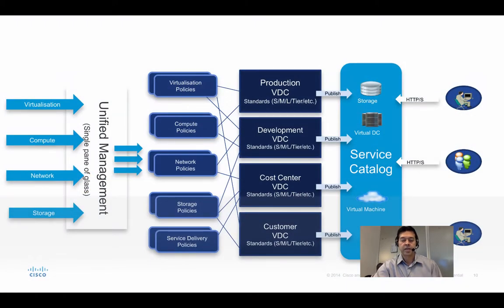So if you see a holistic view of how the entire process works, the VDC concept is very important to understand. It can be very confusing, I realize, because we use VDC for Nexus and other stuff. Where is the VDC here? You add on the UCS Director your virtualization, compute, network, storage. And then you make the policies based on that: network, storage, service delivery. And then you make different VDCs. Now, you can mix and match the policies and then make the VDCs. So you have to realize that on the VDC, you allow users if they have access or not.